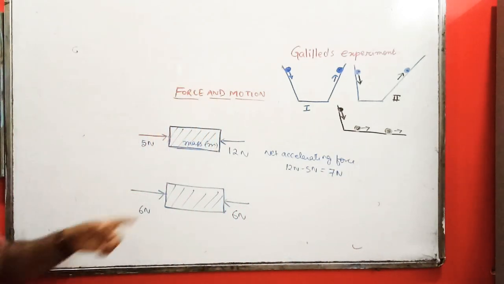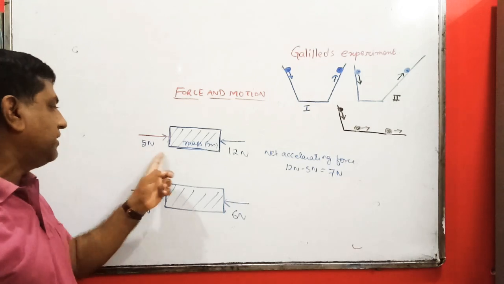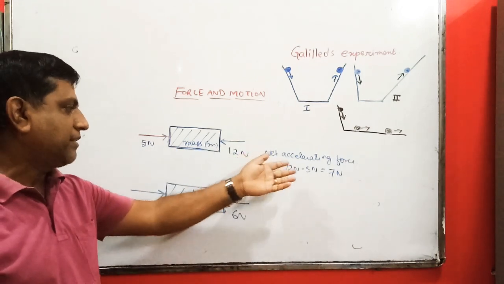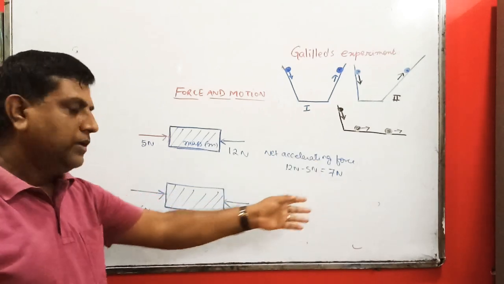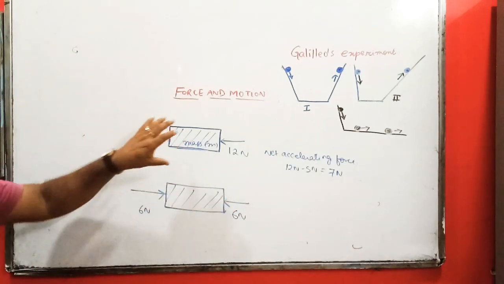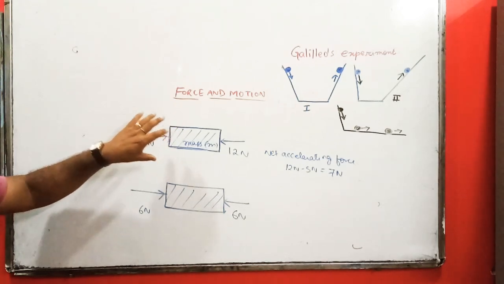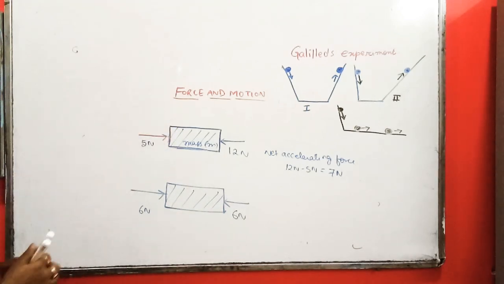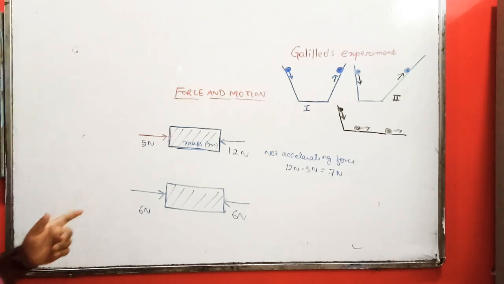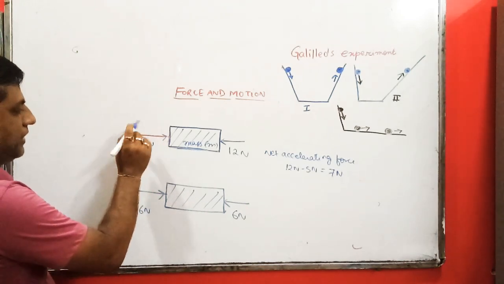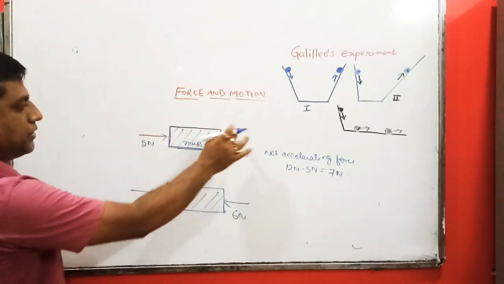So in this situation, you are applying a force of 5 Newton in this direction and 12 Newton in just the opposite direction, and you are getting an accelerating force of 7 Newton. That means the sum of the forces acting on the body is not 0. When the sum of the forces acting on a body is not 0, then it is an unbalanced force.